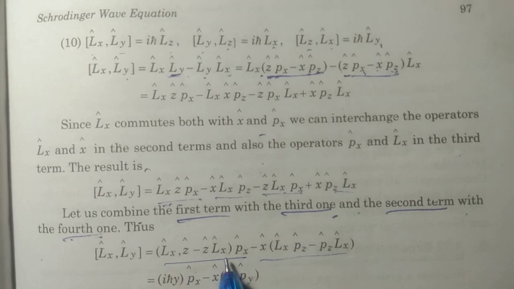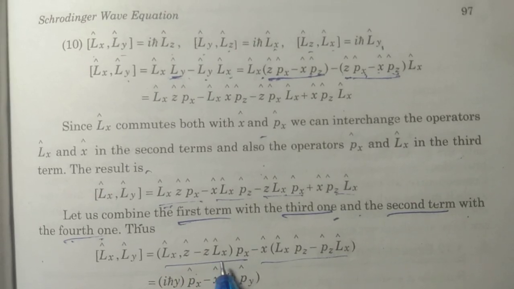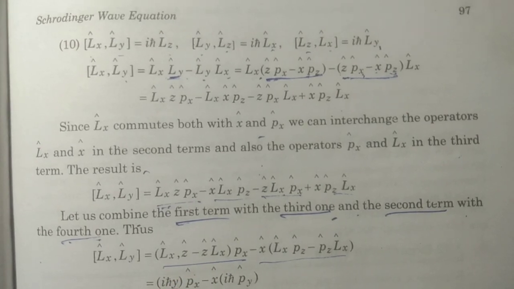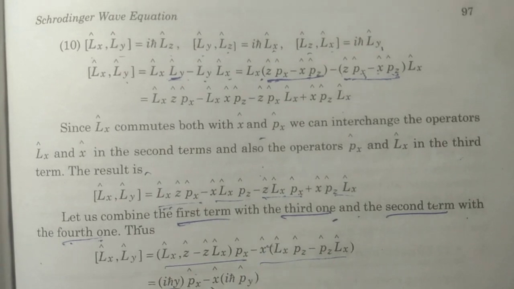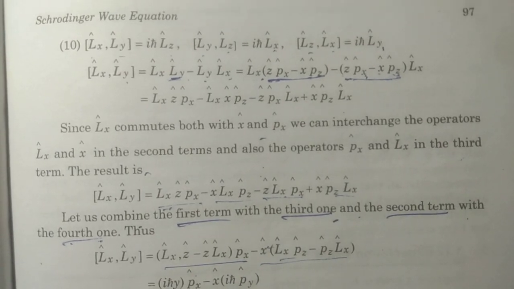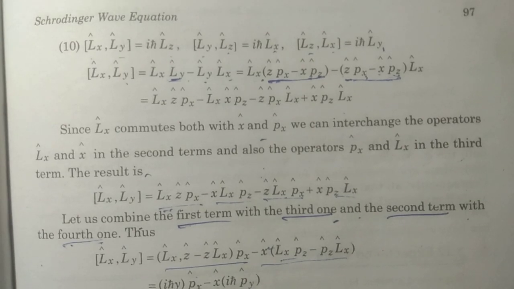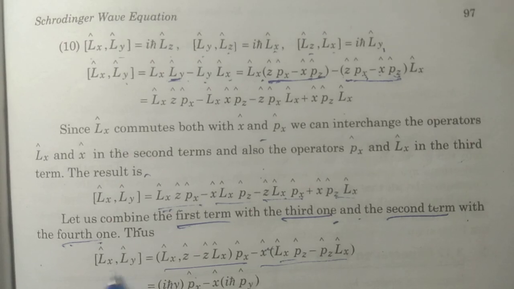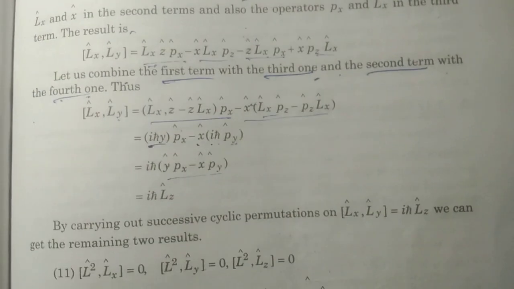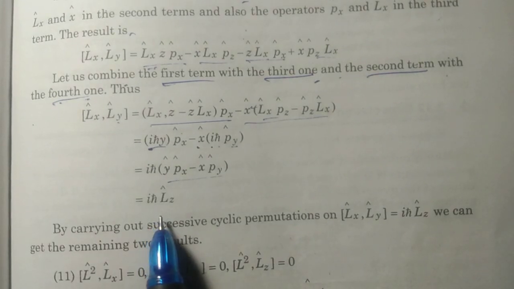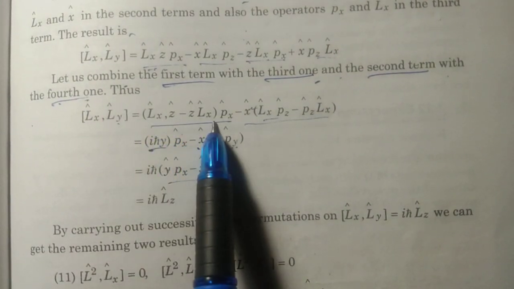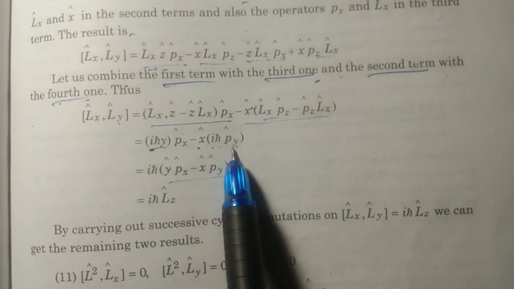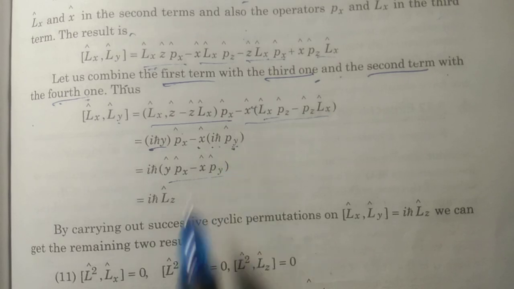So after simplifying, as we discussed earlier, Lx with the position gives i h bar y and this is the Px, this is x, and this will give i h bar py. So finally this is the Lz. So the Lx Ly commutation relation will give i h bar Lz. i h bar y and this is the i h bar py.